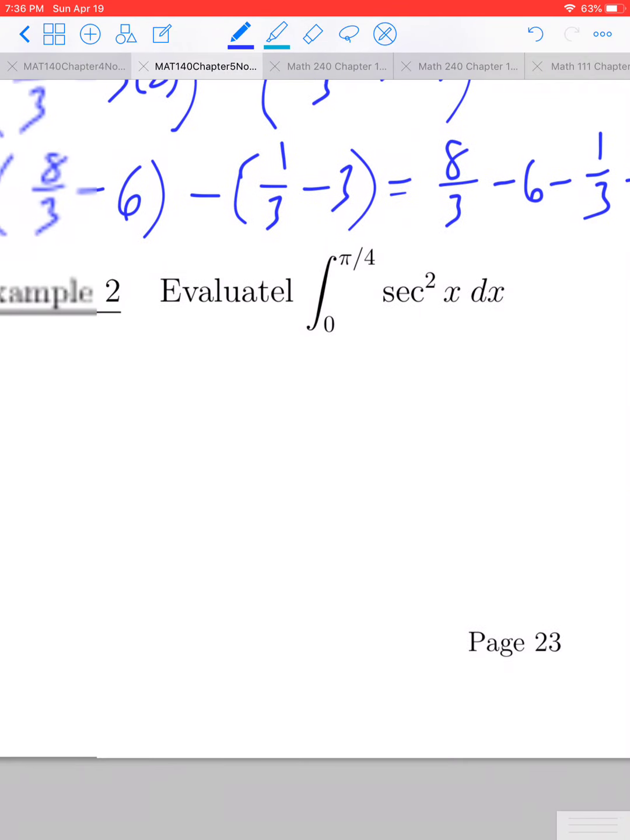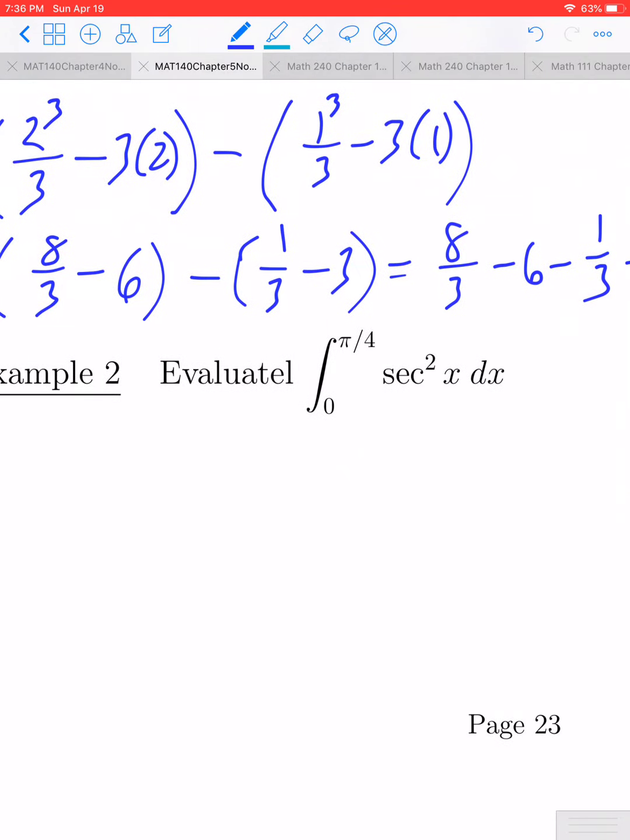Let's take a look at example 2. We're asked to evaluate the definite integral from 0 to pi over 4 of secant squared x dx. According to the fundamental theorem of calculus, we need to find an antiderivative for secant squared of x. Well, we know that the derivative of tangent of x is secant squared of x. Therefore, the antiderivative of secant squared is tangent of x. And then we're going to evaluate this at pi over 4 and 0.